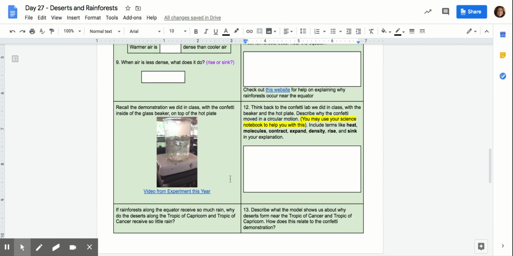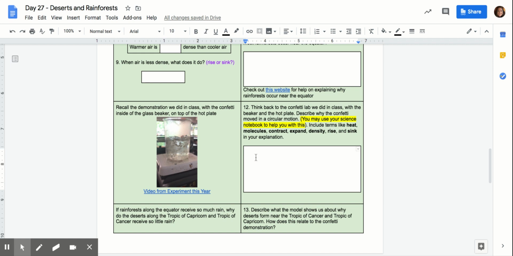Now that we've explained why the rainforests are happening in that particular location on Earth, we're going to try to connect that to why deserts happen in the regions just north and just south of the equator. We're going to recall that we did a demonstration in class with confetti, and you can actually watch the video of it. I took this video this year, and we can see that the confetti in the beaker spins around when we heat up the hot plate.